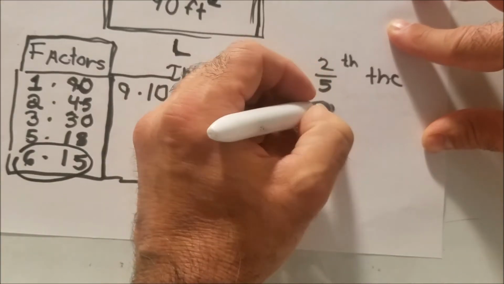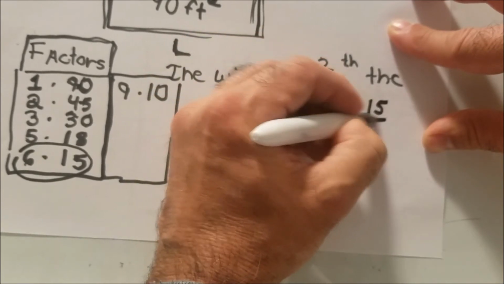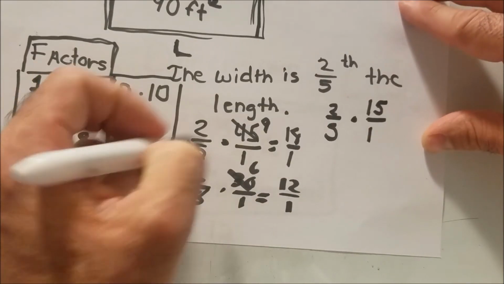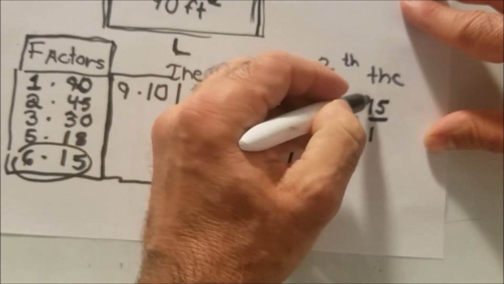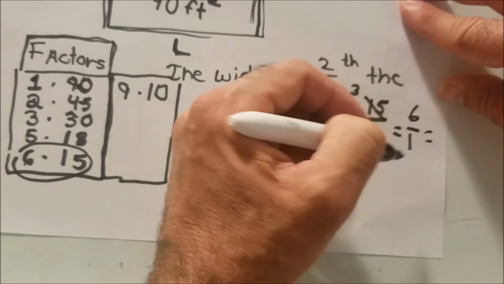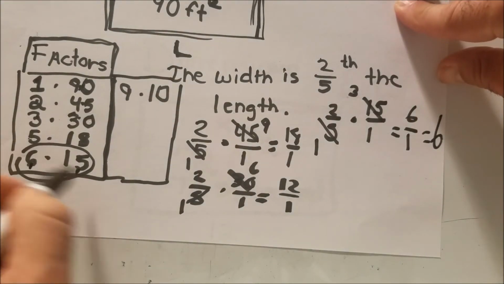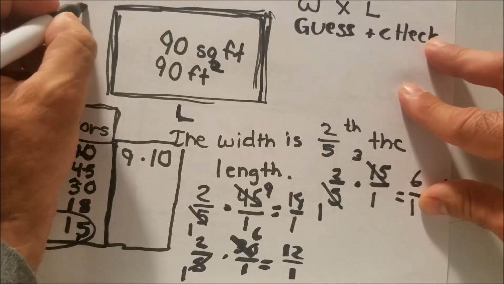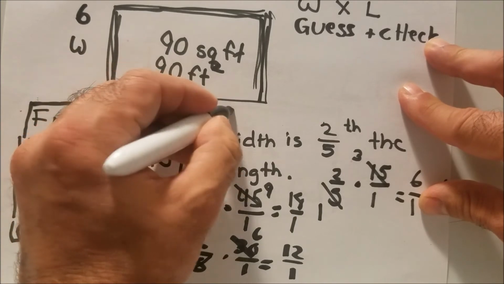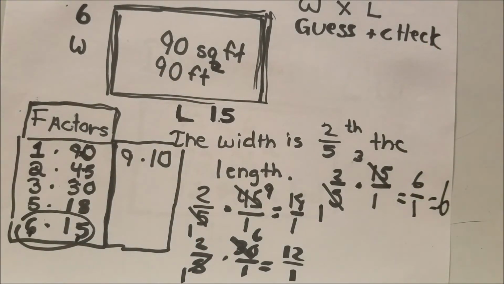Let's see. 2/5 of is times 15. Right? So 5 goes in the 5 once. 5 goes in the 15 3 times. 3 times 2 is 6 over 1, which we know is 6. So 2/5 of 15 is 6. It works. So the dimensions, bring it back down here, the dimensions is 6 by 15. And 15 times 6 is 90. So we guessed and we checked, and that's how we got the answer.